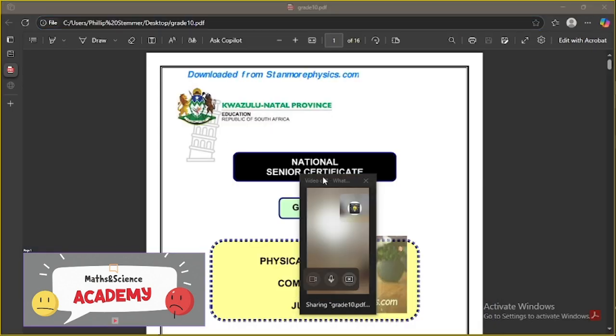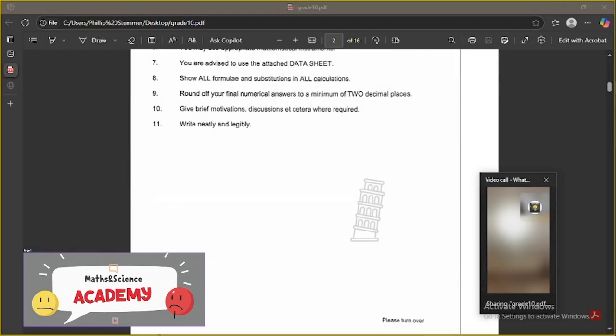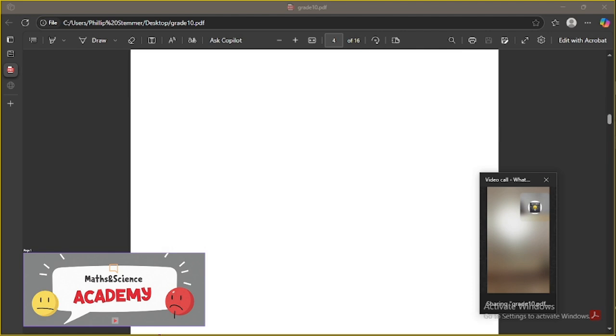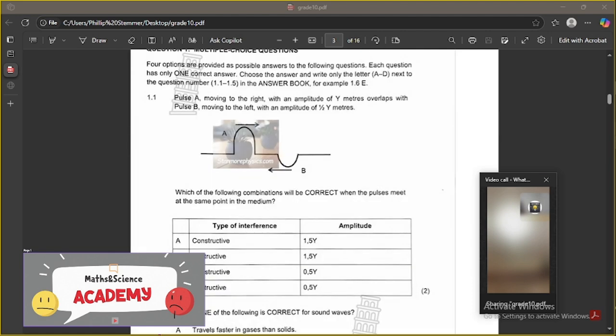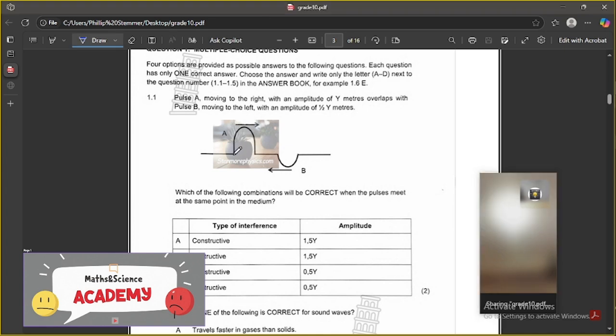So in today's lesson, we're going to do a physical sciences question paper for grade 10s. In this question, we're going to look at firstly the multiple choice question, whereby we're supposed to find the following. They're saying that pulse A is moving to the right with amplitude y meters and overlaps with pulse B moving to the left with amplitude 1 over y meters. So remember, pulse A is moving to the right and pulse B is moving to the left.